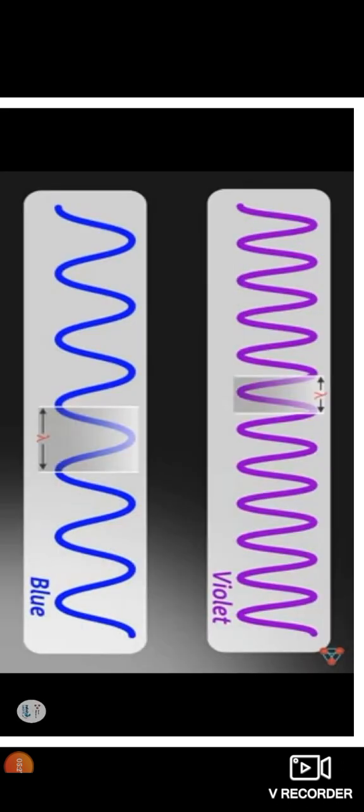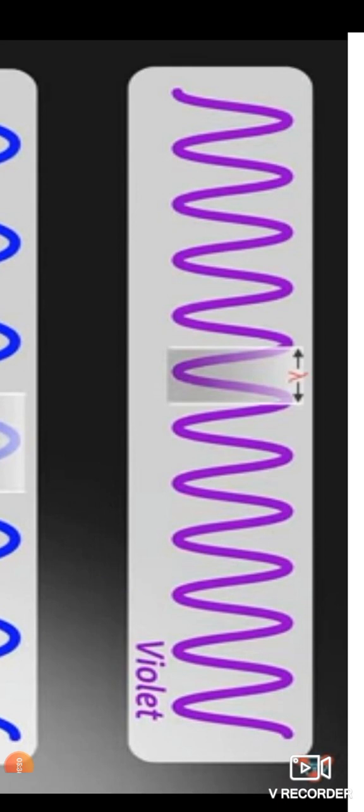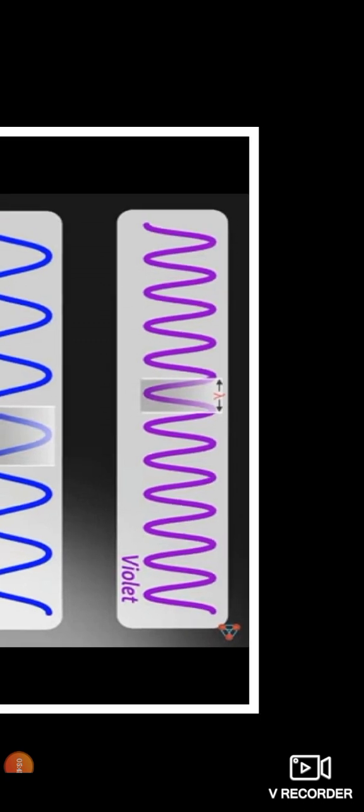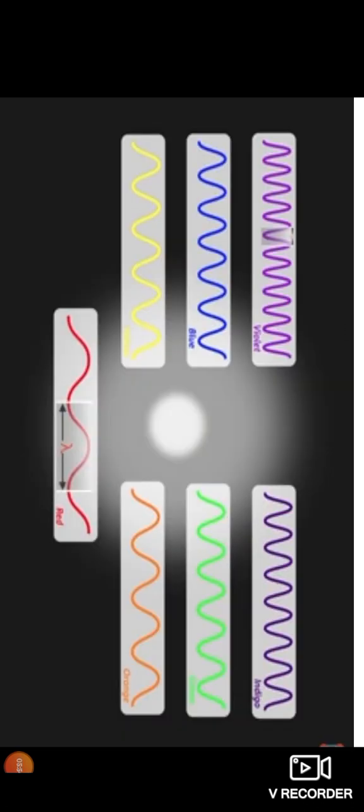Here you can see violet color and blue color. The distance between the two waves is called wavelength, and it is denoted by lambda. The wavelength of violet is small compared to the wavelength of blue, and the red color wavelength is biggest amongst all.